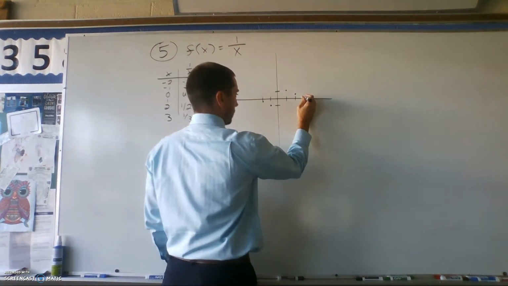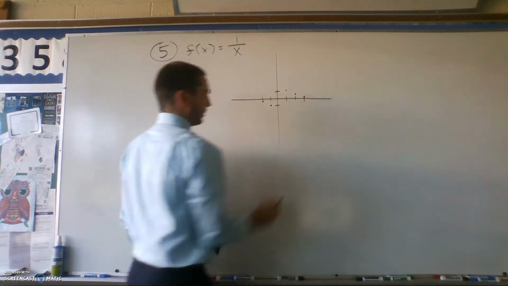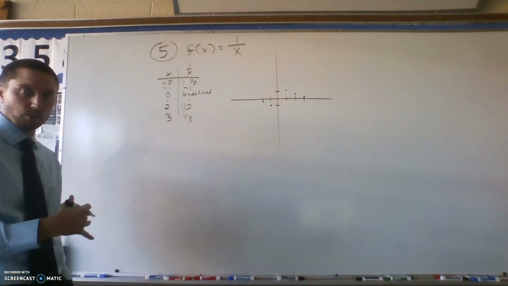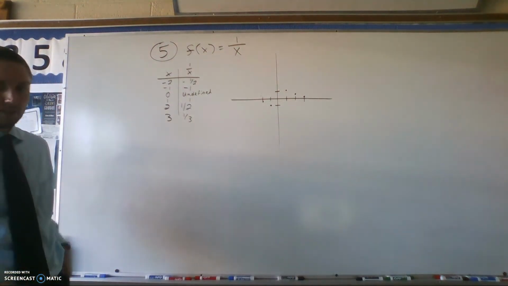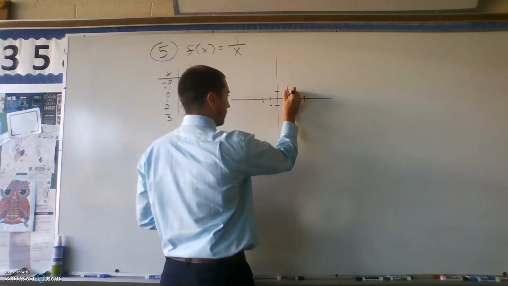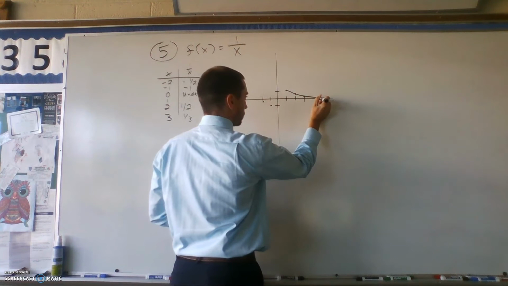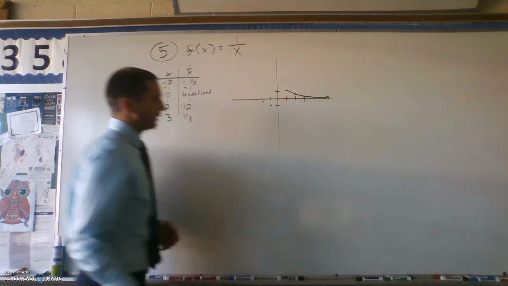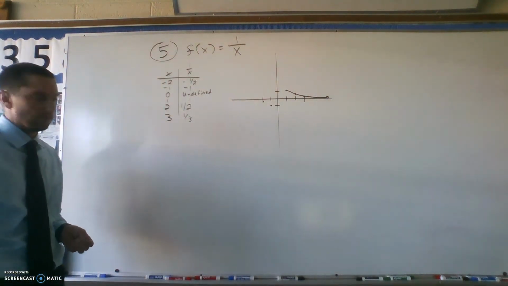So it seems like this part of the graph is getting smaller and smaller. If I plugged in 4, I get 1/4. Plugged in 5, I get 1/5. If I plugged in 100, I get 1 over 100. So this part of the graph looks like it's getting closer and closer to 0. Not sure if it's going to touch or not. We'll have to figure that out.